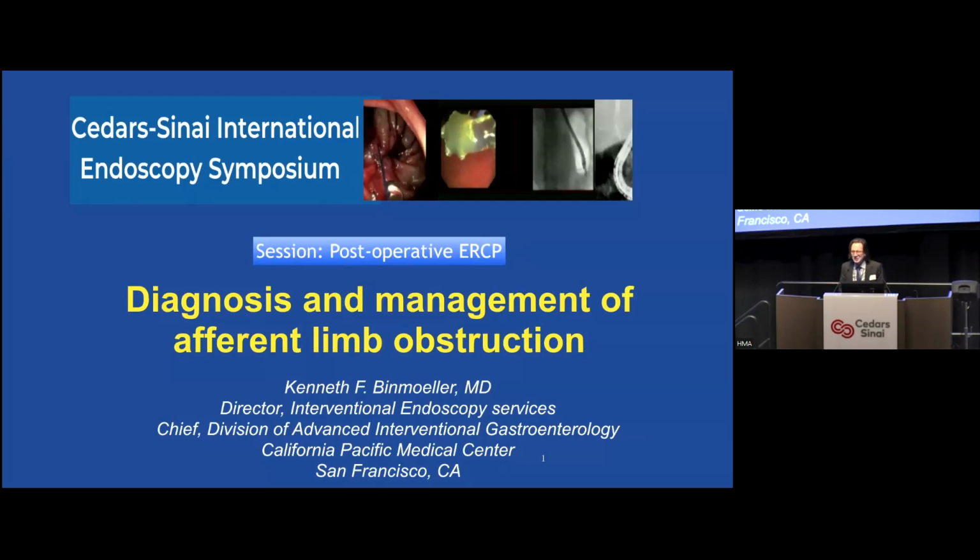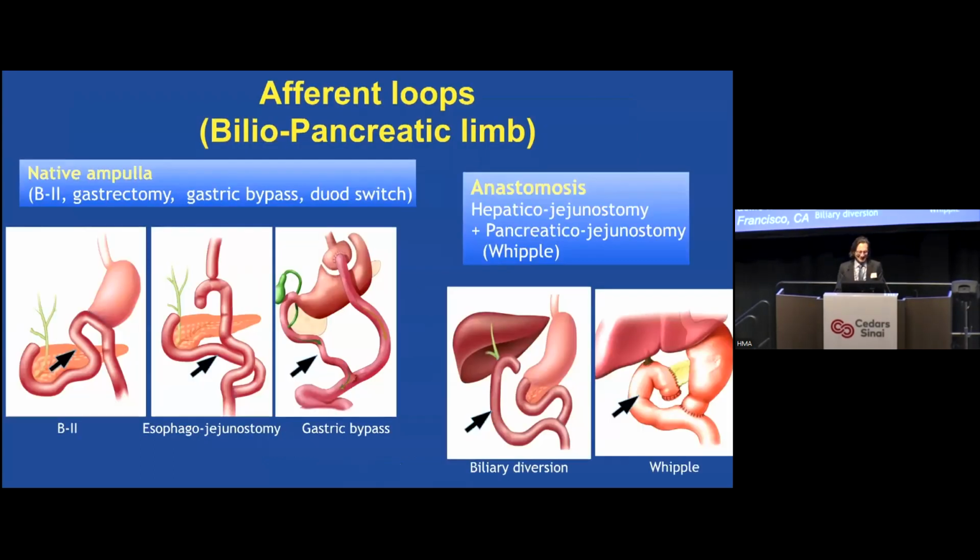And afferent limb syndrome is probably something that's often overlooked. So it's probably more common than we think. It's estimated to be about 1% of cases, but if you look at the literature, about a quarter of the patients who've had a prior Whipple will develop afferent limb syndrome. So I think awareness about afferent limb syndrome is very important. So I agreed to give this talk this morning.